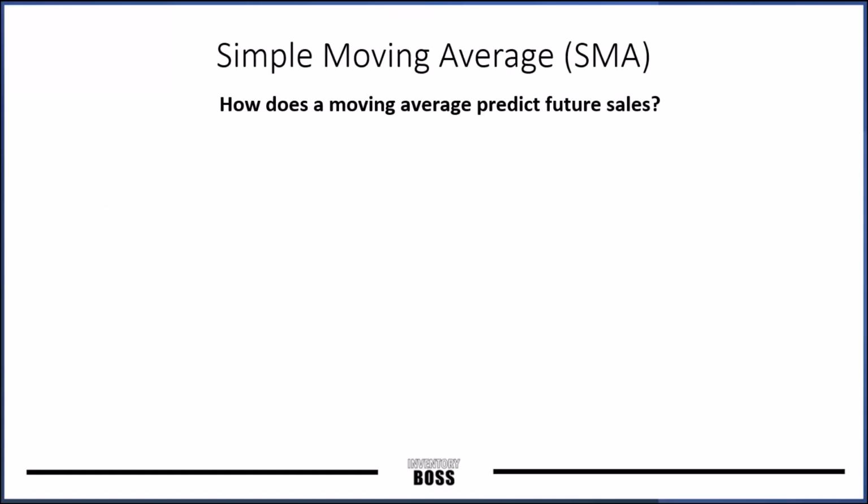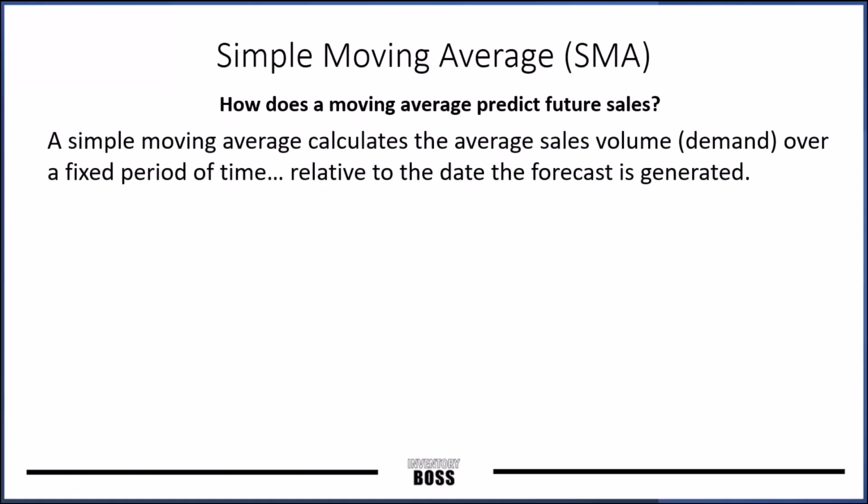How does a simple moving average predict future sales? Because that's what we're doing. We're just averaging numbers, and we're going to average them in a moving average, which means every time we get a new monthly sales figure, we're going to drop one off the end and add the new one and average those. That makes it a moving average.